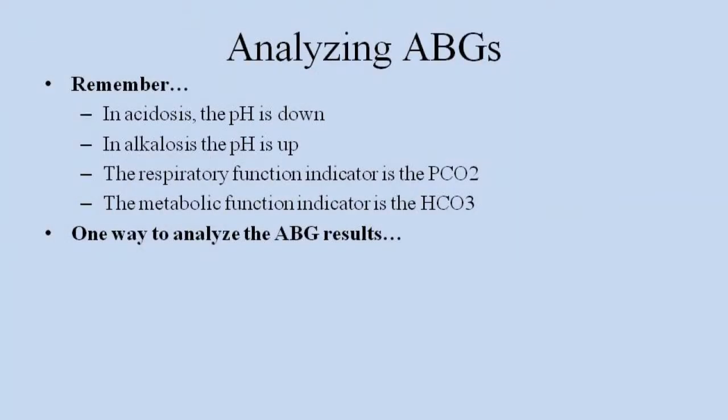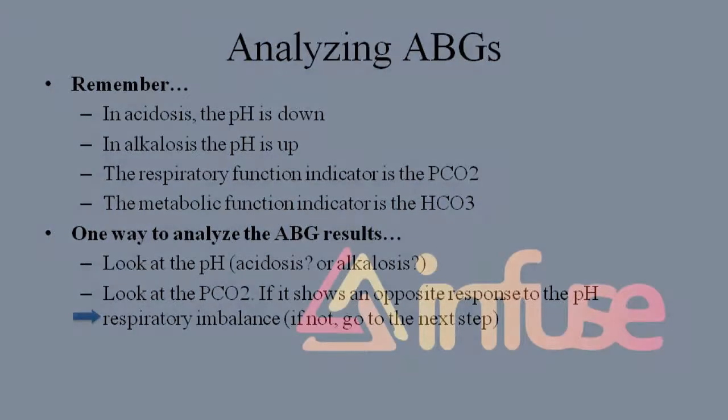One way that we can analyze ABG results, number one, we will look at the pH. Is it acidotic or is it alkalotic? Then I need to look at the PaCO2.